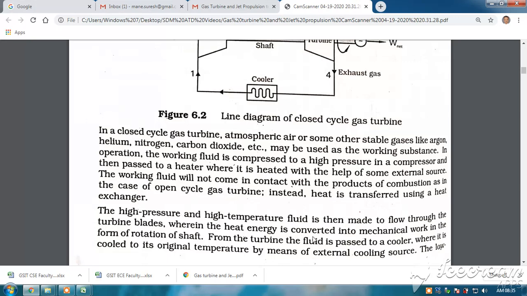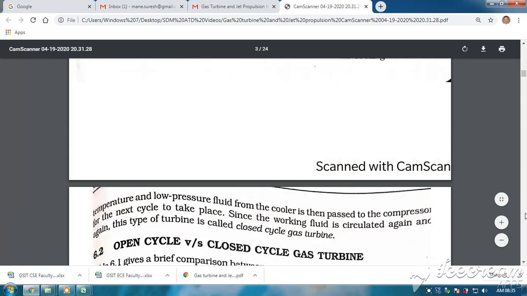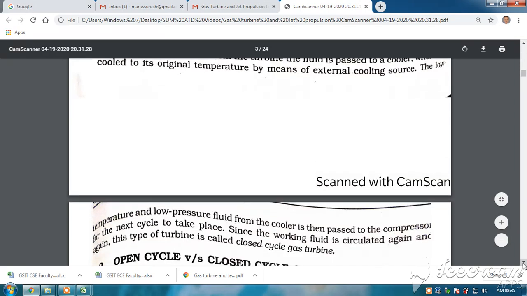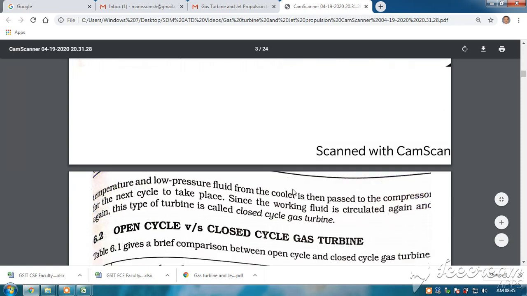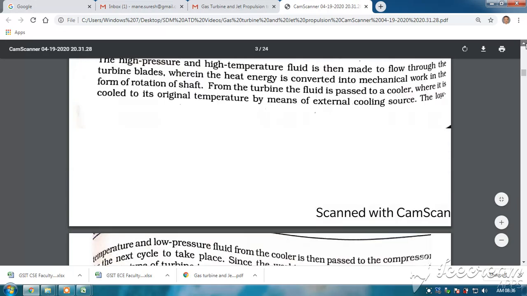The high pressure and high temperature fluid is then made to flow through the turbine blades where the heat energy is converted into mechanical work in the form of rotation of the shaft. From the turbine, the fluid is passed to the cooler where it is cooled to its original temperature by means of external cooling. The low temperature and low pressure fluid from the cooler is then passed to the compressor for the next cycle to take place. Since the working fluid is circulated again and again, this type of turbine is known as closed cycle gas turbine. We will see it once again.